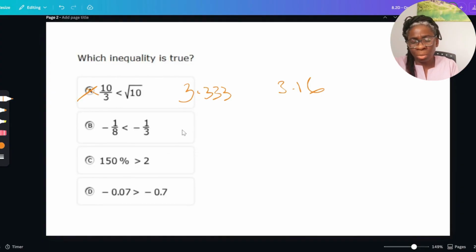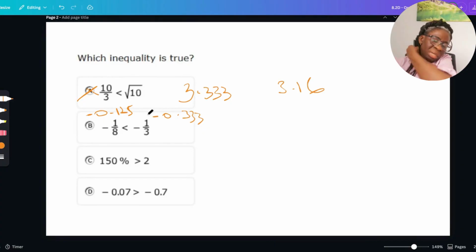Now let's take a look at this one. What is 1 over 8? 1 over 8 is 0.125, and 1 divided by 3 is 0.333. So this one says this is less than. Mind you, this is negative: negative 0.125 and negative 0.333. Which one is lesser? Do you think negative 0.125 is less than negative 0.333?